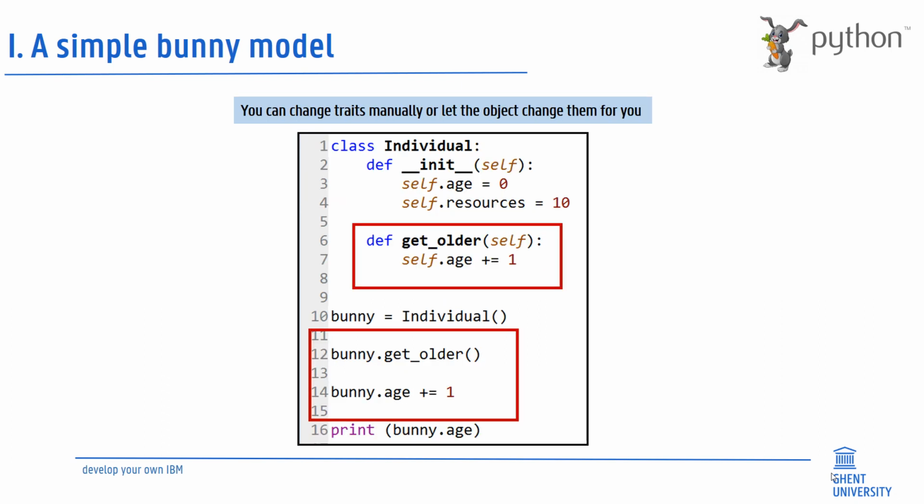Besides just printing traits, we can now also create action and let the bunny age. You will see that the procedure bunny.getOlder gives exactly the same as manually increasing the age trait with 1.